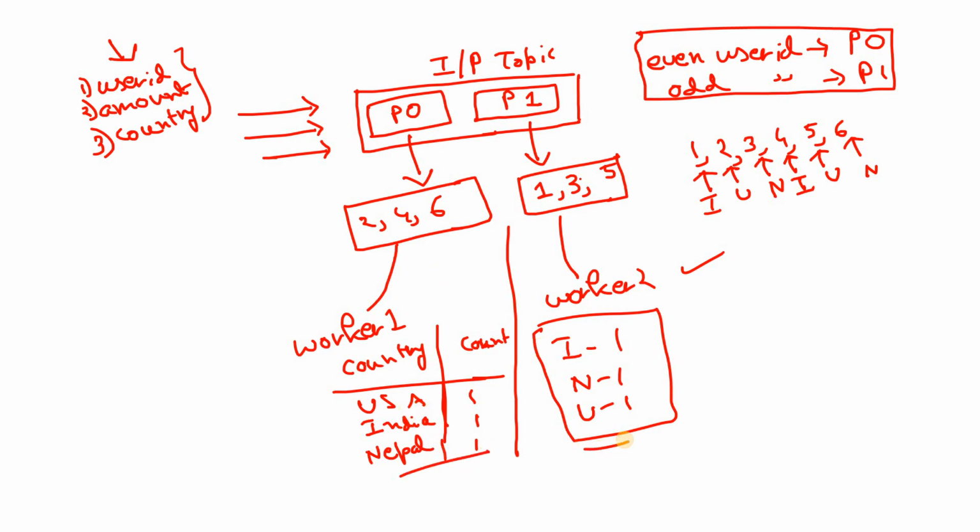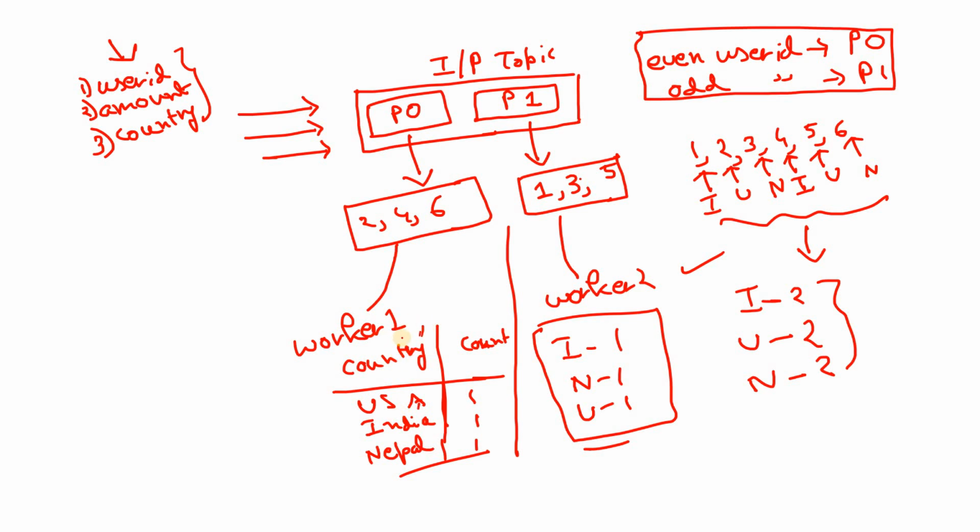Both results our workers are printing are wrong, because if we group our input stream based on country, what result should we get? For India, the total number of transactions is 2. From USA, 2. From Nepal, 2. This is the actual count. But because the data is distributed among different partitions not based on country but based on user ID, and then we do a group by on country, we get the wrong result.